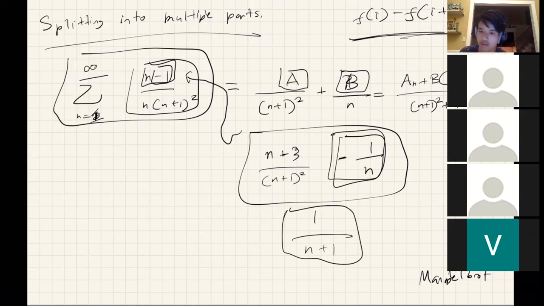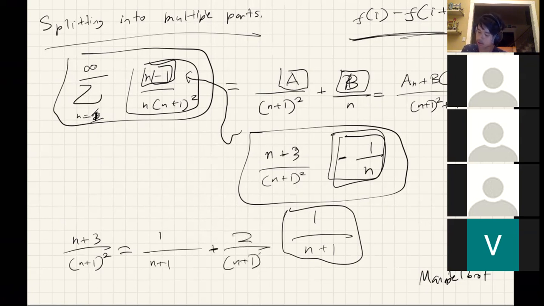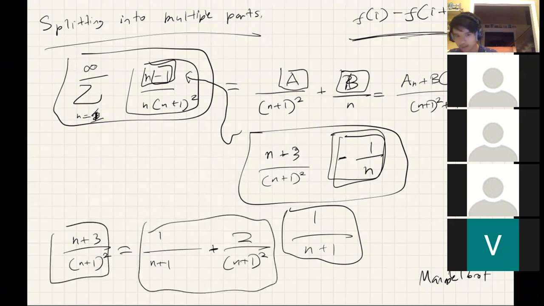We can represent n plus 3 over n plus 1 squared as 1 over n plus 1 plus 2 over n plus 1 squared. So we can represent this term in this way.